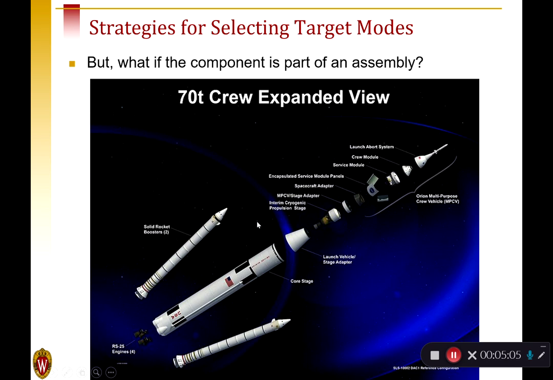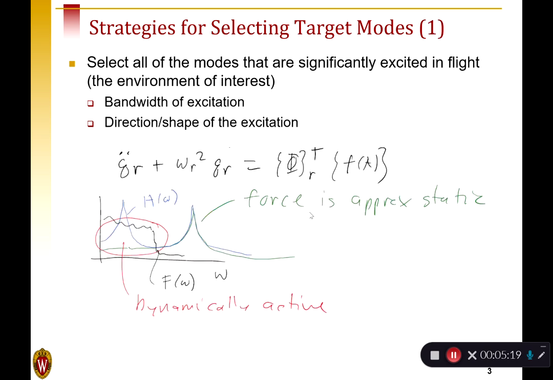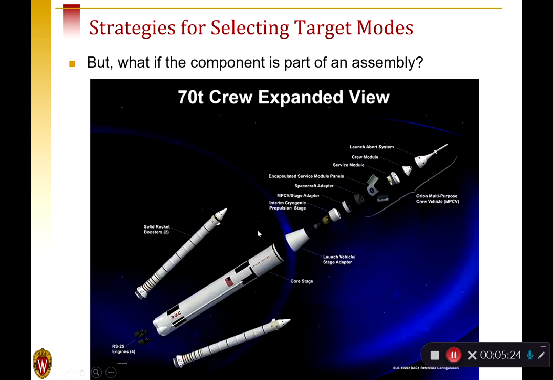Another thing we have to think about is what if we're not interested in an entire vehicle? Everything I said so far kind of assumes that our whole structure of interest is considered all at once, or we're implicitly assuming that these are the modes of the fully assembled rocket. But sometimes we need to select target modes just on one subcomponent, just on one piece. And so how can we relate those to the motion of the assembly, and how do we know how many target modes to take in that case?